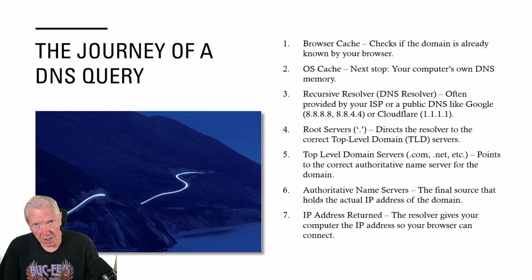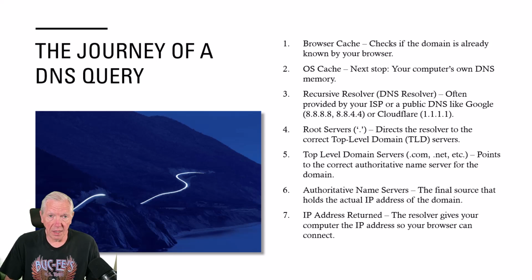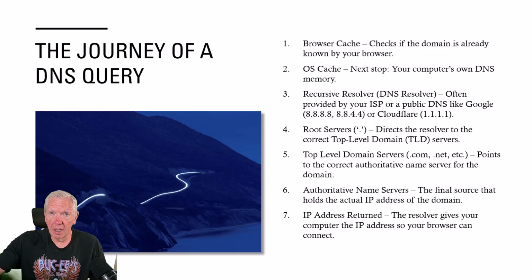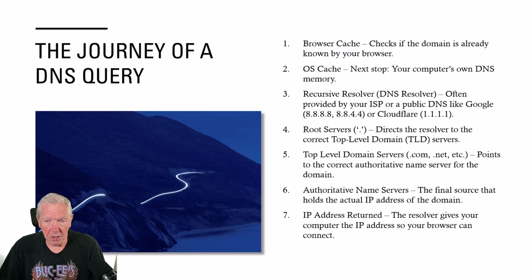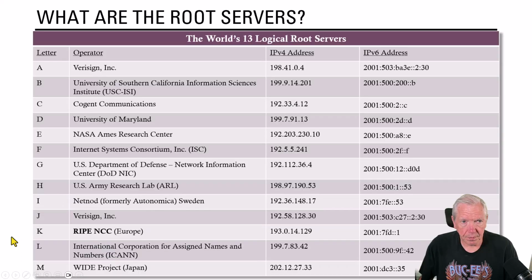Authoritative name servers are the final source that hold the actual IP address of the domain. So the idea is, I don't know, I'll pass it off to my ISP. They don't know, they pass it off to a root server. They ultimately pass it off to a TLD server, and we get that information back. And now we can begin using an IP address to talk to the host that we want to talk to.